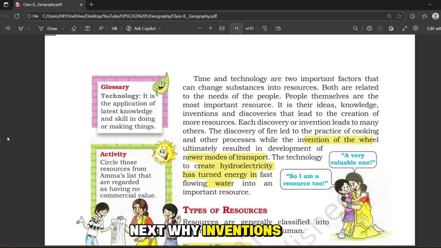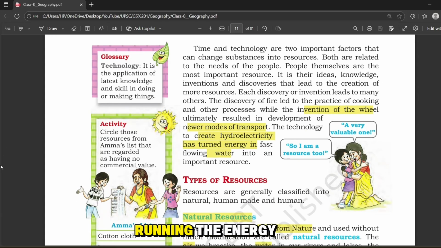Next, why the invention of the wheel is important. In earlier times, especially before modern technology, people didn't have many inventions. But once technology developed, we got so many inventions. One of the most important was the invention of the wheel, which led to the development of new modes of transport. And technology also helped us to create hydroelectricity, turning the energy of fast flowing water into an important resource.